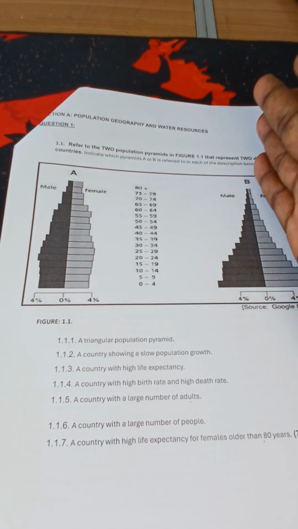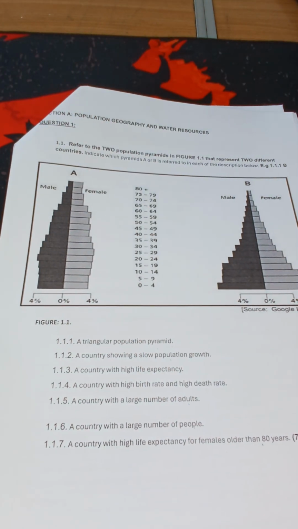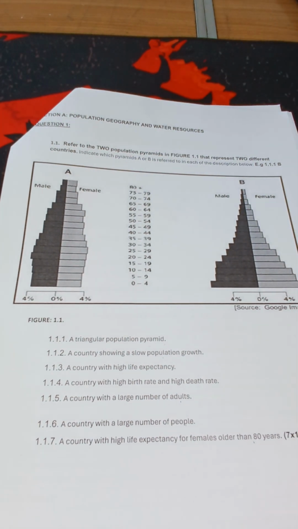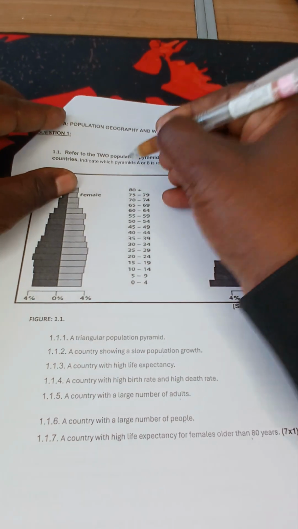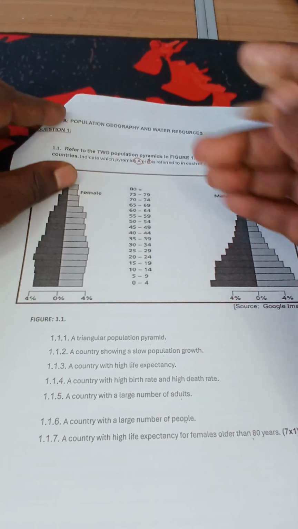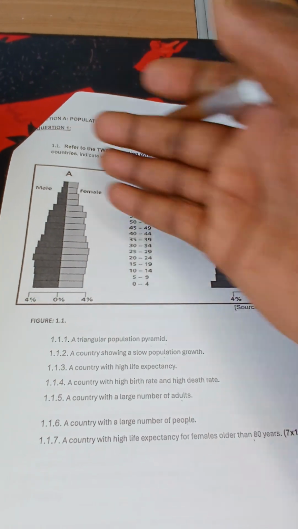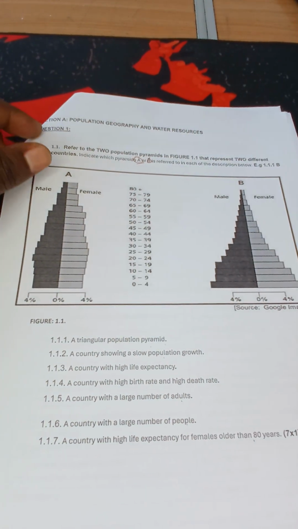So this is for a developing country. This is for a developed country in as far as the pyramids are concerned, because I have used what I was just saying now to analyze so that you understand what is taking place in as far as the population pyramids are concerned. So refer to the population pyramids in Fig 1.1 that represent two different countries. Indicate pyramids A and B, and refer to each description. Which means we are going to use the two pyramids. That's why I have highlighted that this is for a developing country, this is for a developed country, so that you know how to respond to this question.